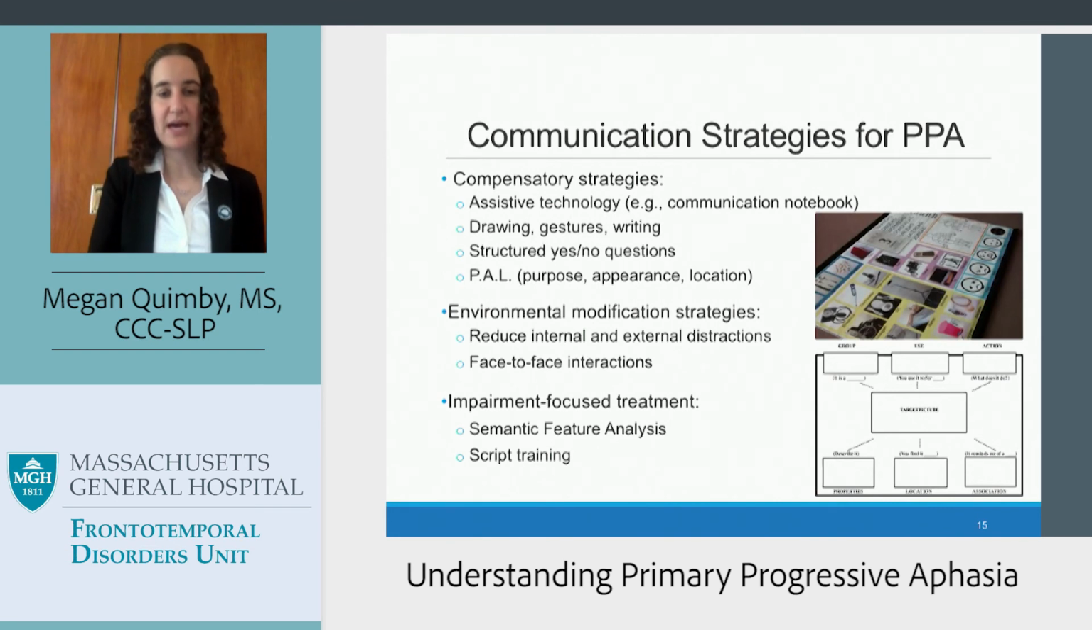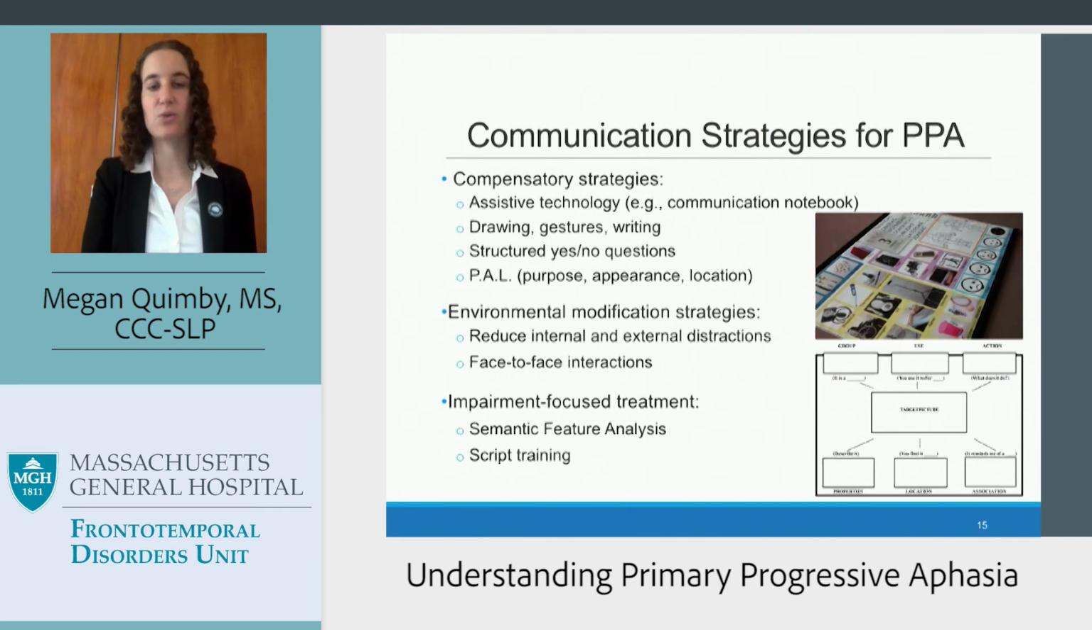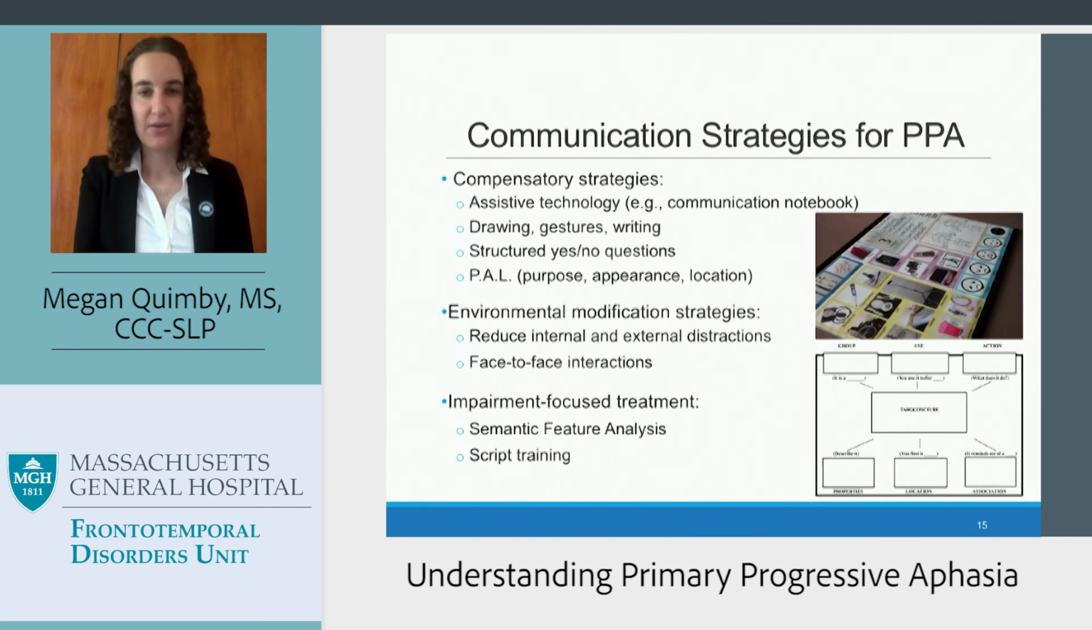Something called PAL is a word-finding compensatory strategy. Sometimes PPA patients have difficulty finding that exact word they want, and they may get frustrated or anxious. So instead, we try to get them in the habit of describing the words instead. So thinking about the purpose or the appearance or the location of the word might be helpful. So if they're trying to think of the word apple, they may say it's red, it's round, it's found in a market, things like that.